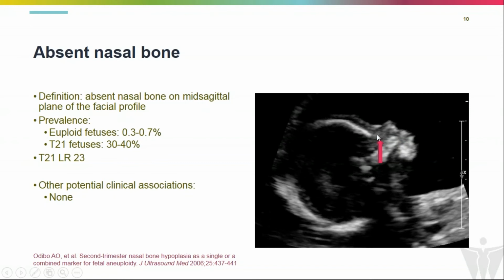And so when it is absent in the mid-sagittal plane, this can be seen in about 0.3 to 0.7% of euploid fetuses and 30 to 40% of trisomy 21 fetuses. This carries with it a significant likelihood ratio of 23, according to the literature.